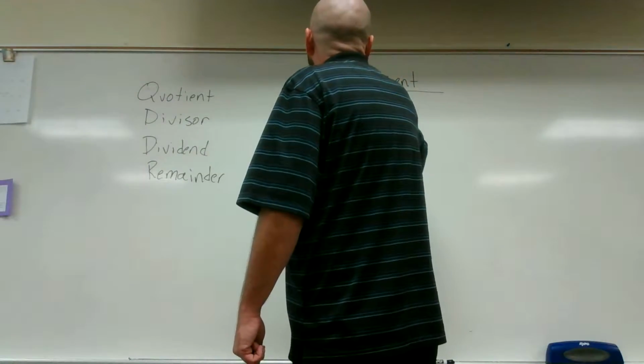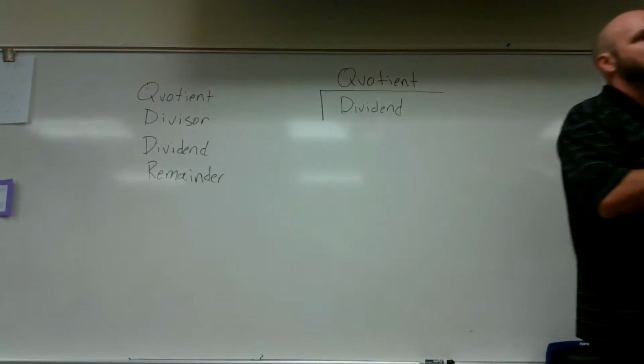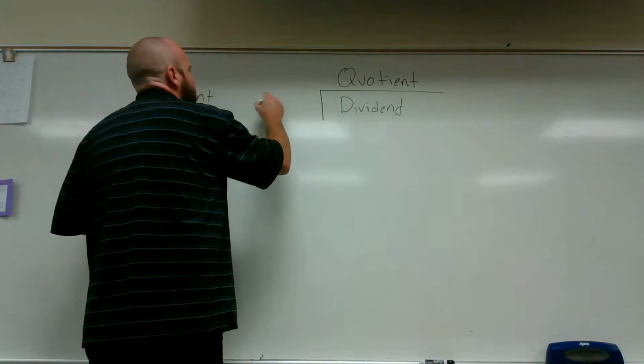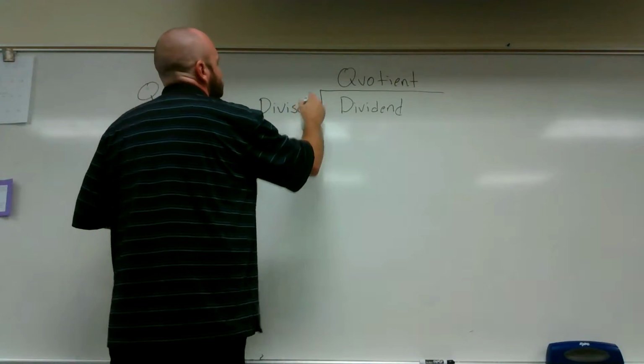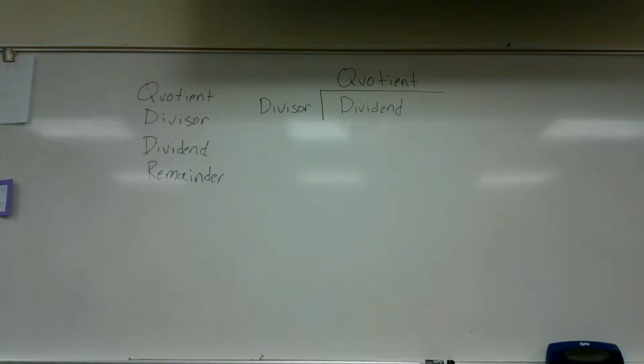The inside is the dividend. So you're writing what I have written on the board. Yes, you are. The divisor is the number you're dividing by. And obviously you know what the remainder is. That's what you have left.